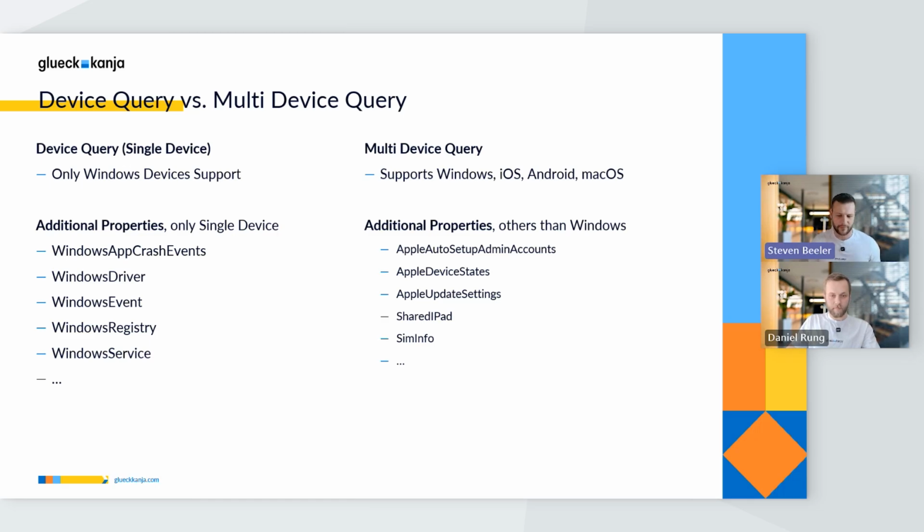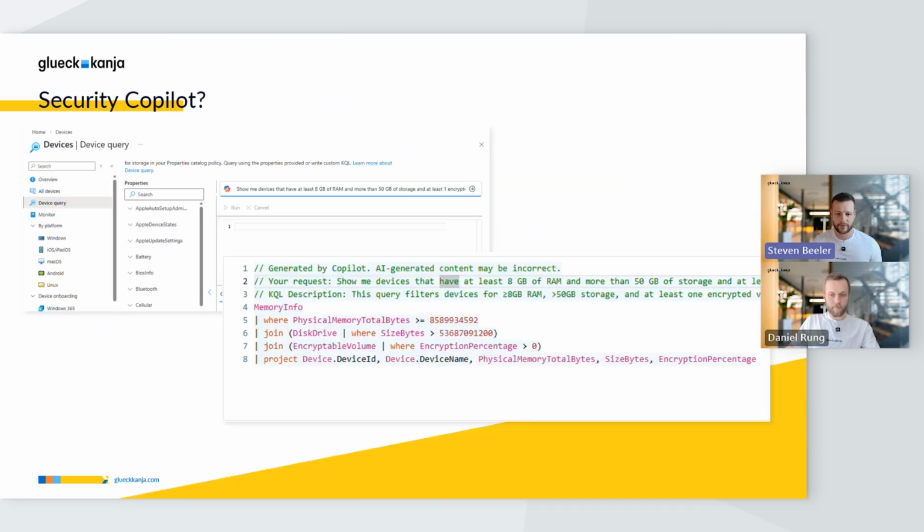And I know maybe you're now saying, hey, but I don't know how KQL works. It's not really a language that I know. Then no worries. If this is really an issue, you can actually use Security Copilot to describe what you want to query in natural language.